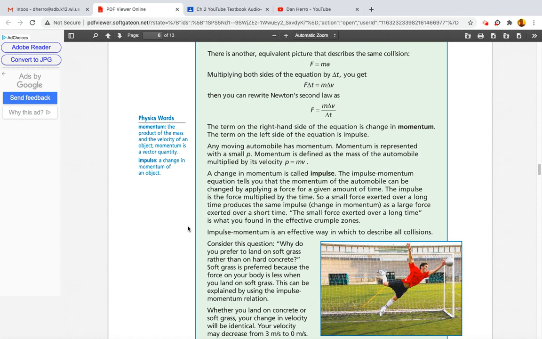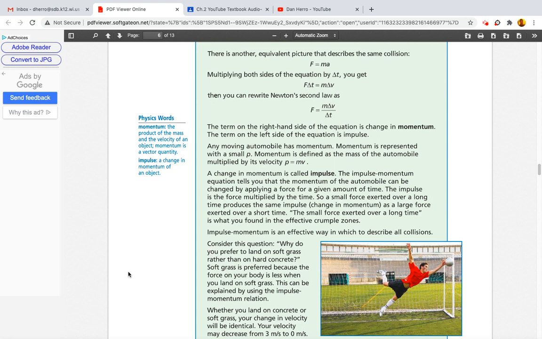The impulse is the force multiplied by time. So a small force exerted over a long time produces the same impulse or change in momentum as a large force exerted over a short time. The small force exerted over a long time is what you found in the effective crumple zones. Impulse-momentum is an effective way in which to describe all collisions.